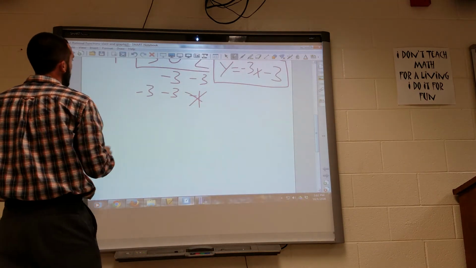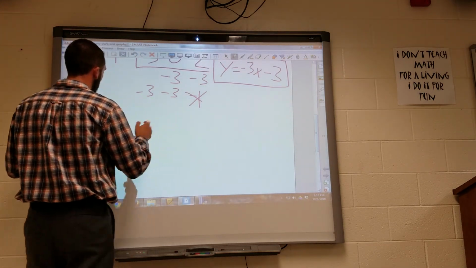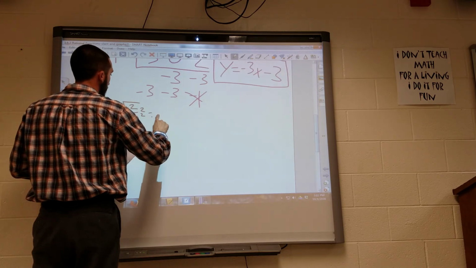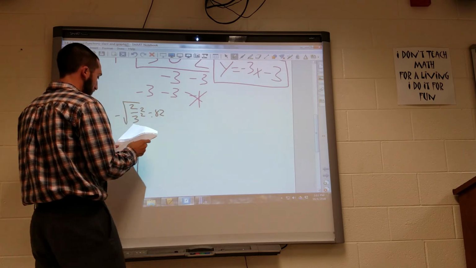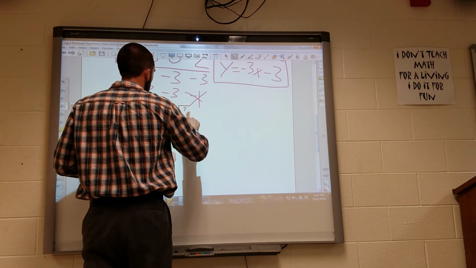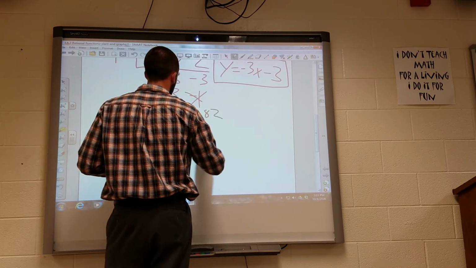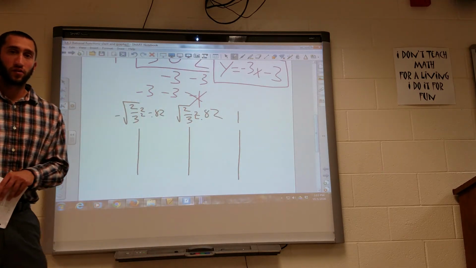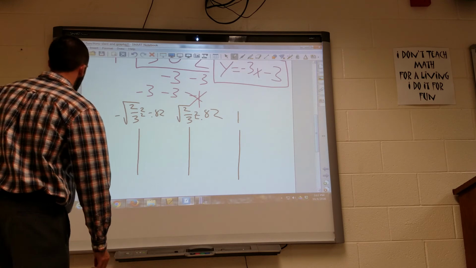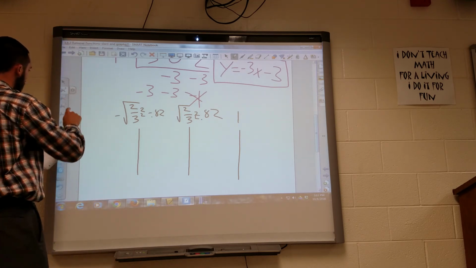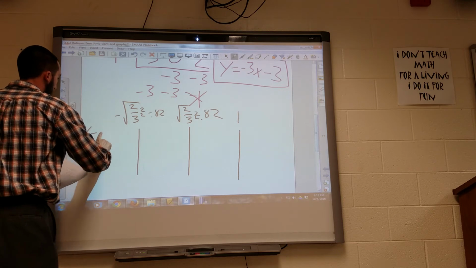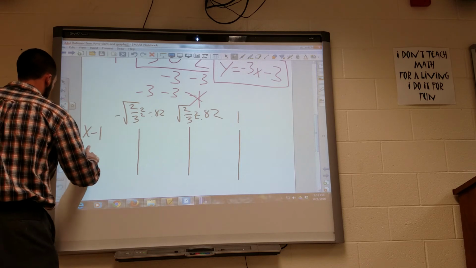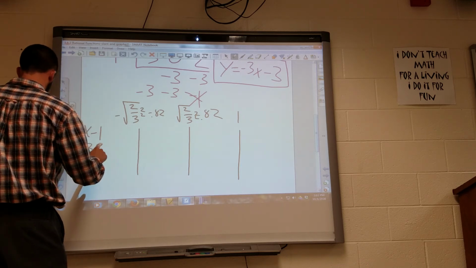So my sign table, the critical numbers I had. The first one I had was negative radical 2/3, which is about negative 0.82. Second one I came to was radical 2/3, about positive 0.82. And then my other critical number was 1. That's where my vertical asymptote was. So those 3 critical numbers for my x's. And then my factors are just x minus 1. And since the numerator didn't factor, I just put the whole numerator in there. So I get negative 3x squared plus 2.